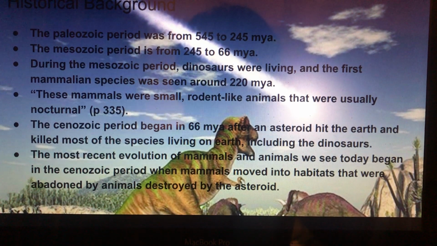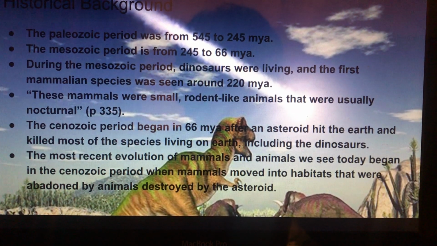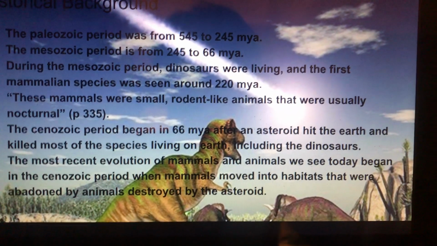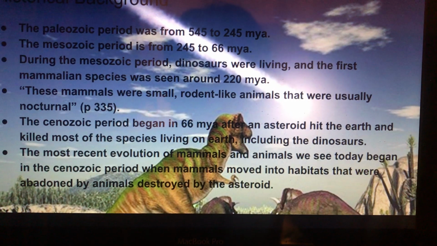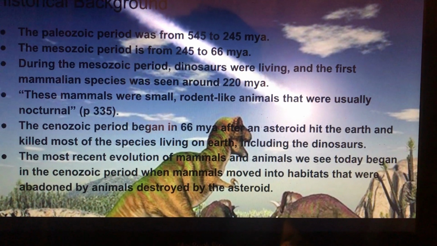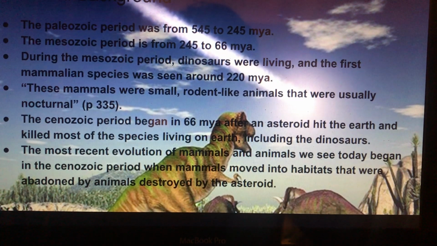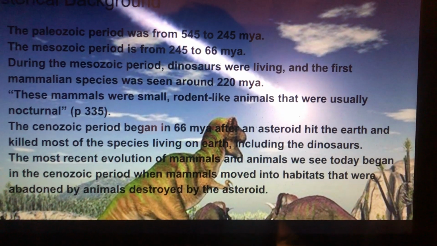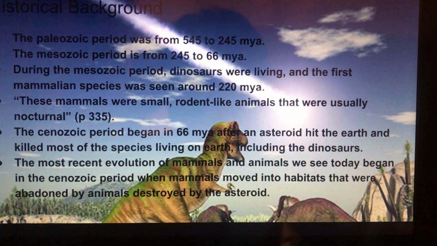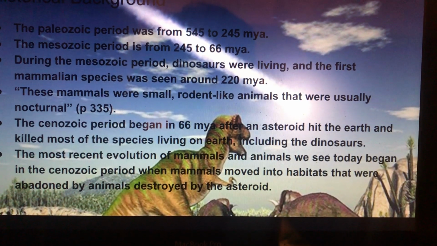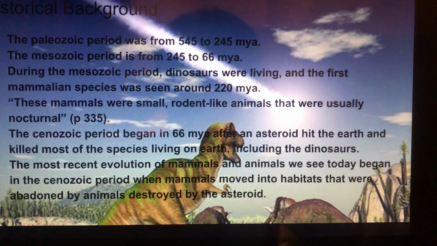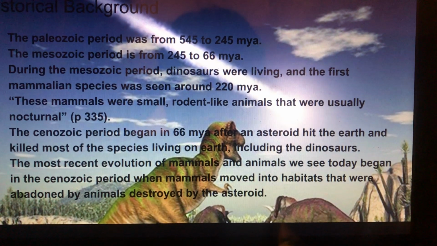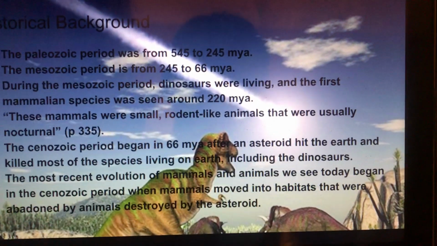The Cenozoic period began 66 MYA after an asteroid hit the Earth and killed most of the species living on Earth, including the dinosaurs. The most recent evolution of mammals and animals we see today began in the Cenozoic period, when mammals moved into habitats that were abandoned by animals destroyed by the asteroid.